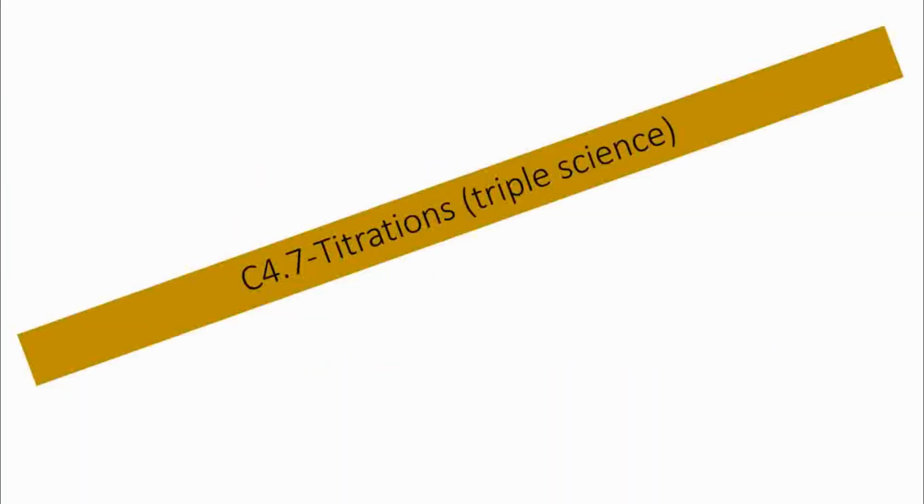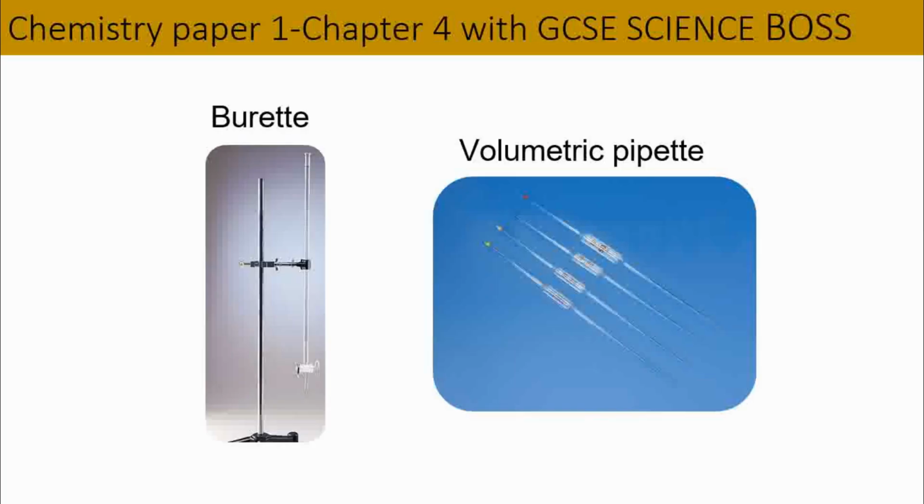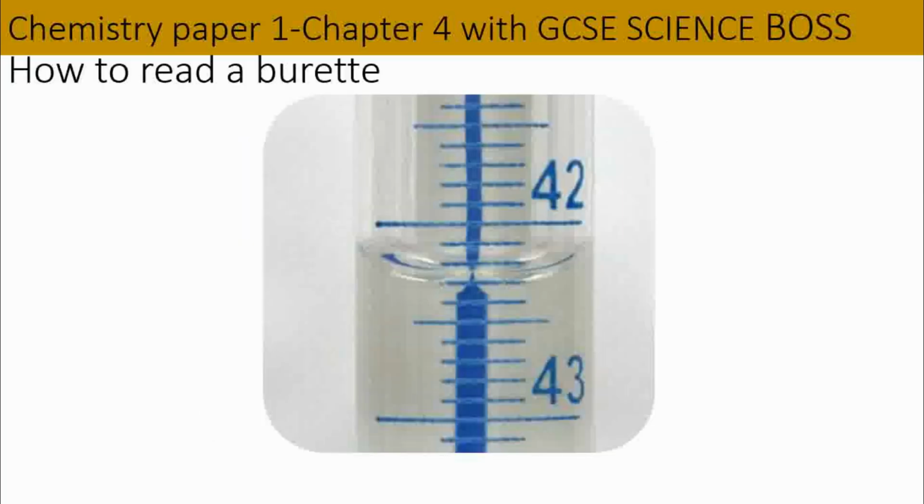Okay, good. So now we're looking at titration again. This is normally a core practical, or required practical rather, which you need to know. Titration is a technique that is used to find out the concentration of an acid or an alkali. You're trying to find out what concentration that acid or alkali is. Normally we use this equipment in a titration: a burette, a volumetric pipette, pipette fillers, beakers, lots of glassware, your conical flasks, and indicators. So how do you read the burette?